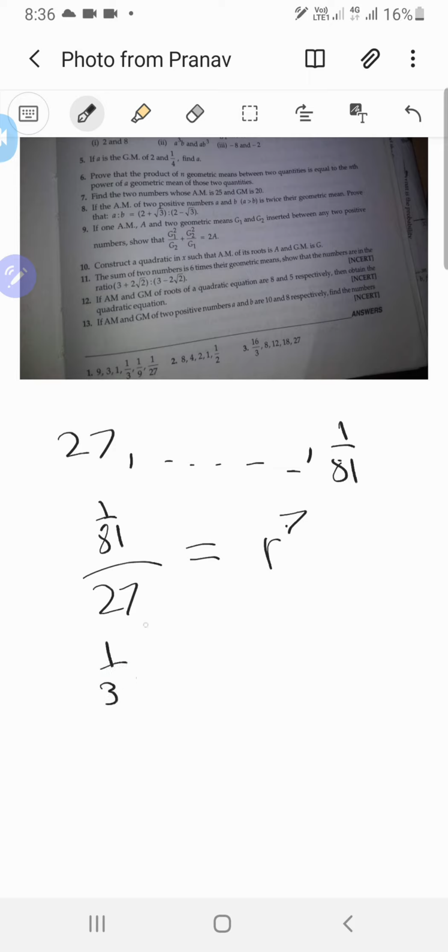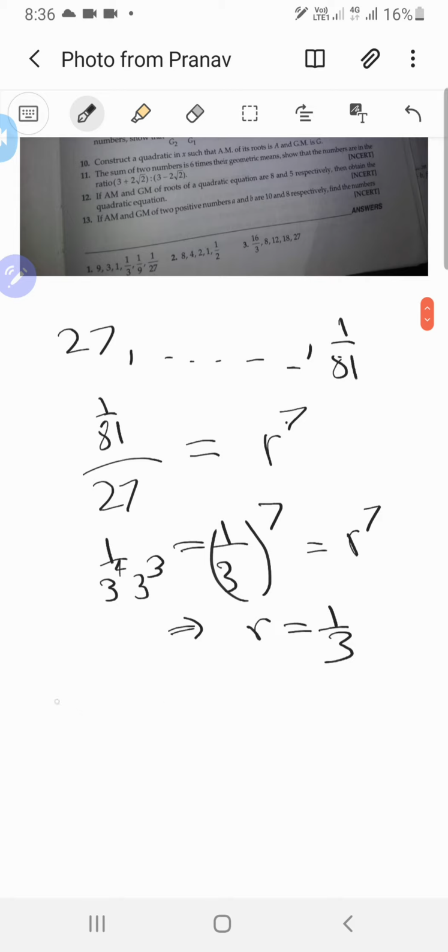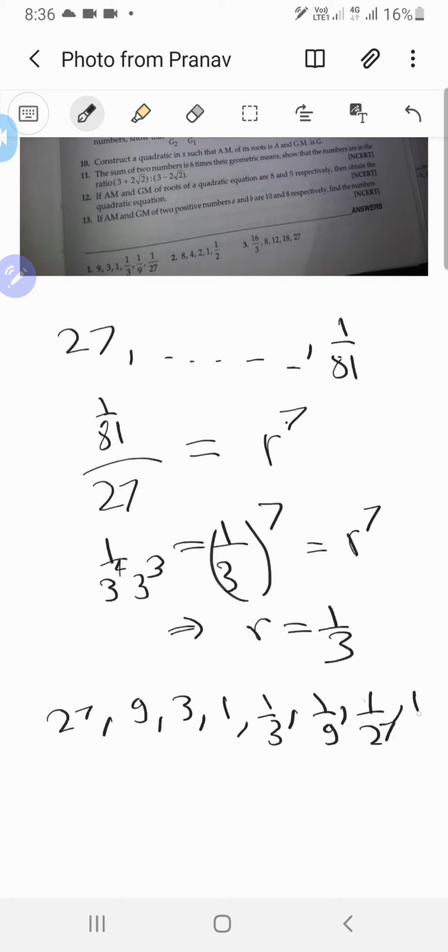this is going to be 3 to the 4, I think, and this is 3 to the 3. Okay, so that's going to be 1 by 3 to the 7, or (1 by 3) whole raised to the 7th power, that is r to the 7th, which means that r is equal to 1 by 3. So these GMs are going to look like this: 27, then 9, then 3, and then 1, then 1/3, then 1 by 9, 1 by 27, and finally 1 by 81. So these are those six GMs which we had to insert. Fine. So there are 1 2 3 4 5 6 of them.